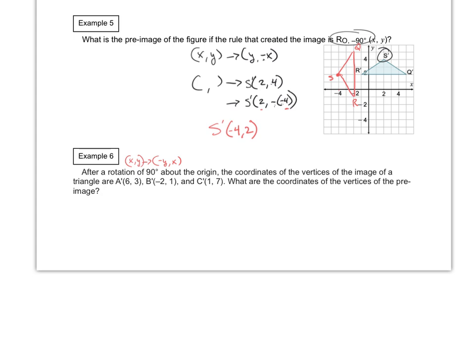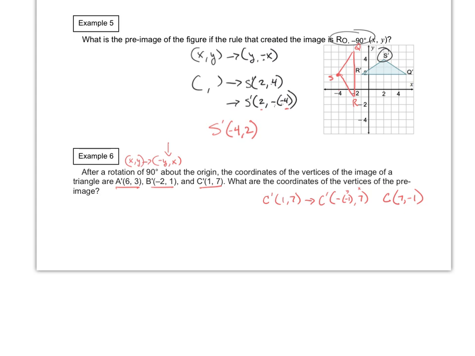After a rotation of 90 degrees about the origin, the coordinates of the vertices of the image of the triangle are this, and this. That's my new image. What are the coordinates of the vertices of the pre-image? Okay, so again, if I say C prime is (1, 7), you have to think about that. It should be C prime is (negative 1, 7). So this is going to be my x value, this is going to be my y value. So therefore, C should have been (7, negative 1).